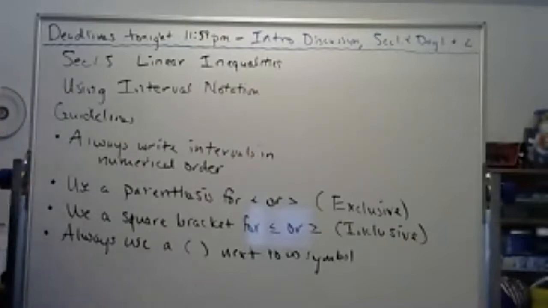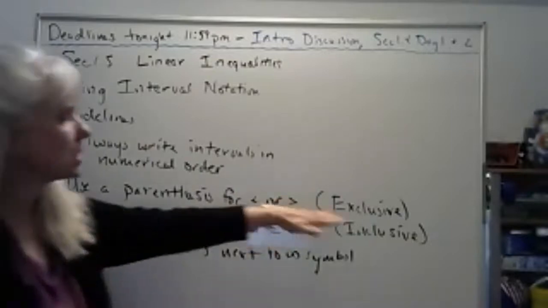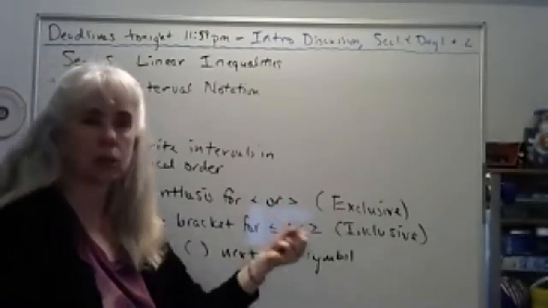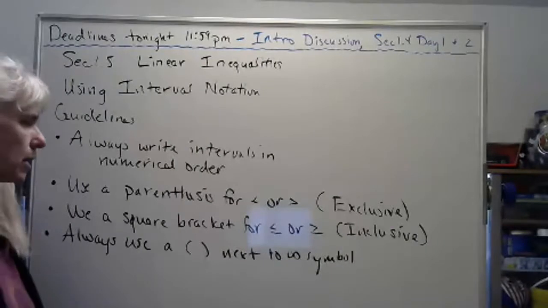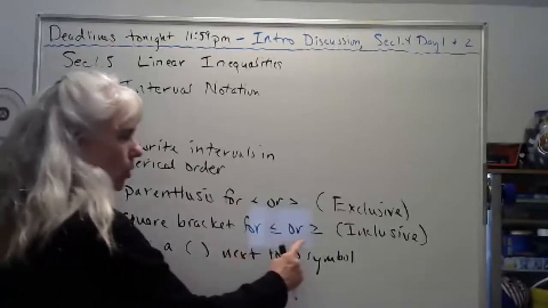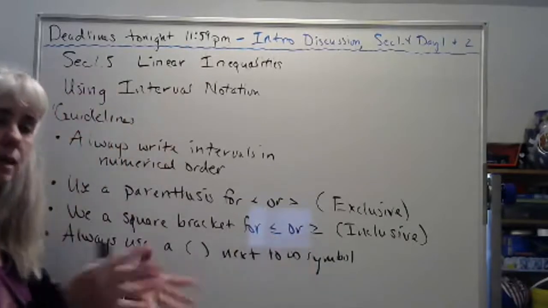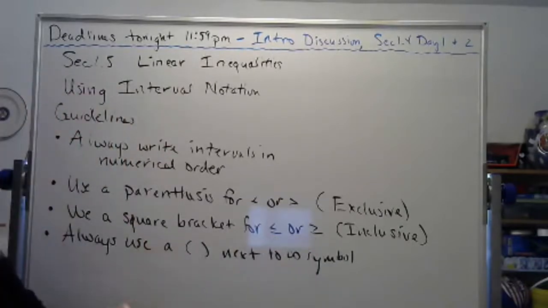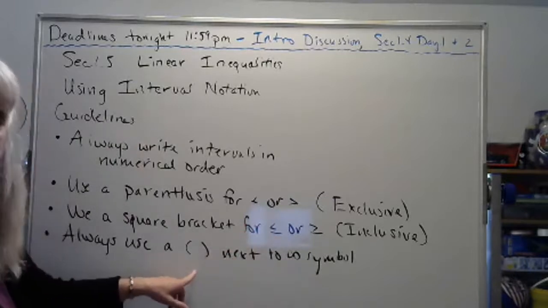So those are just, again, general guidelines. Always write them in numerical order from left to right. Make sure you use a parenthesis when you have a less than or a greater than. Those are exclusive, meaning you do not want to include the endpoints. You want to use a square bracket for anything that's a less than or equal to or a greater than or equal to. Those square brackets include those endpoints, meaning that they are part of the picture or the answer or the solution. And anytime you have an infinity symbol, always put a parenthesis next to it.